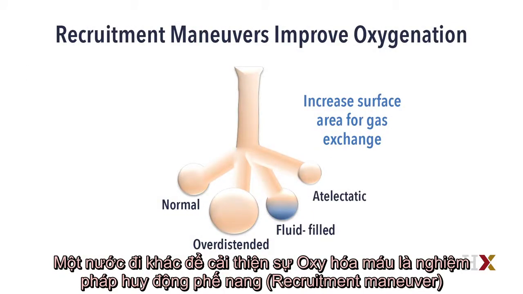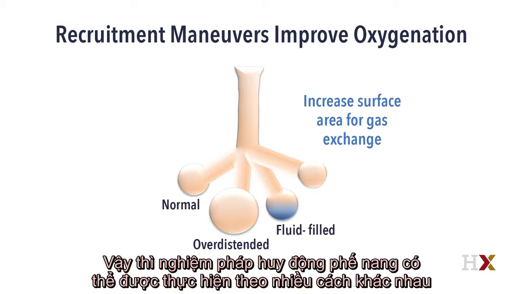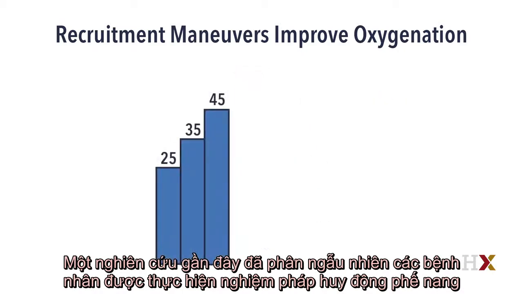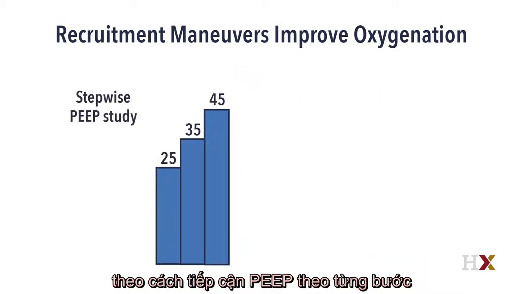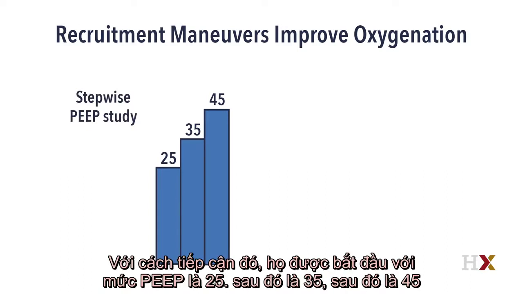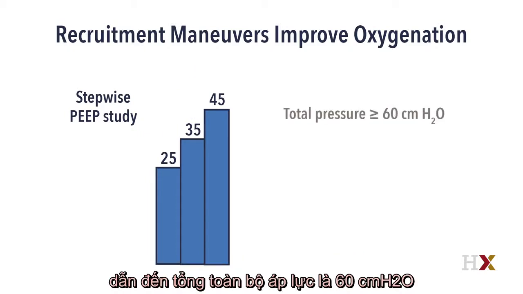Another move to improve oxygenation is to provide a recruitment maneuver. So recruitment maneuvers can be provided in multiple different ways. A recent study randomized patients to receiving recruitment maneuvers with a stepwise PEEP approach. In that approach, they started off with a PEEP of 25, then 35, and then 45, resulting in total pressures of 60 centimeters of water pressure.